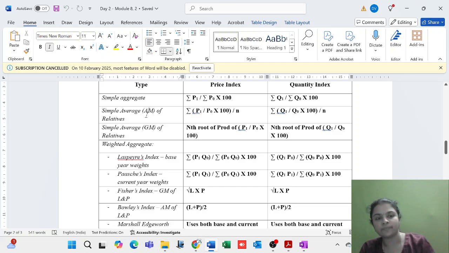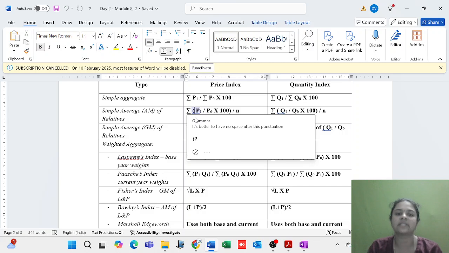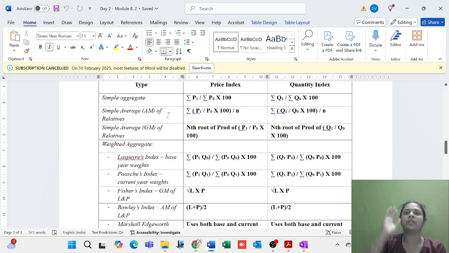So if they are using AM, what we need to do is, first we need to take the relative of all the prices, which means for every item we need to do P1 by P0 into 100. Then take the total, divide by total number of values. Okay, so P1 by P0 into 100, take the total and divide by total number of observations n. If they ask for GM, then we need to do P1 by P0 into 100, then take the product of the values and take the nth root. Okay, same applies for quantity index also.